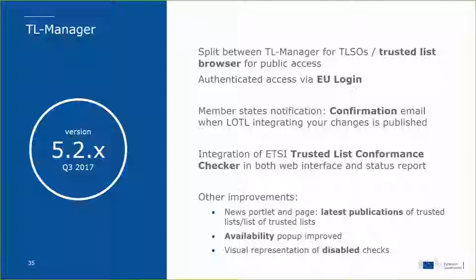In 5.2, we also improved the full integration of TLCC and made other improvements like the new portlet. Now you have a news feature where you can browse through the publications of trusted lists that were detected by the tool. You can even have a dedicated page now where you can search with criteria like country or date. I would encourage you to go there if you want to see the different publications that were detected from the Commission side regarding your trusted list. There is also an availability pop-up where you can check the availability of your trusted list, at least as seen from the Commission point of view.